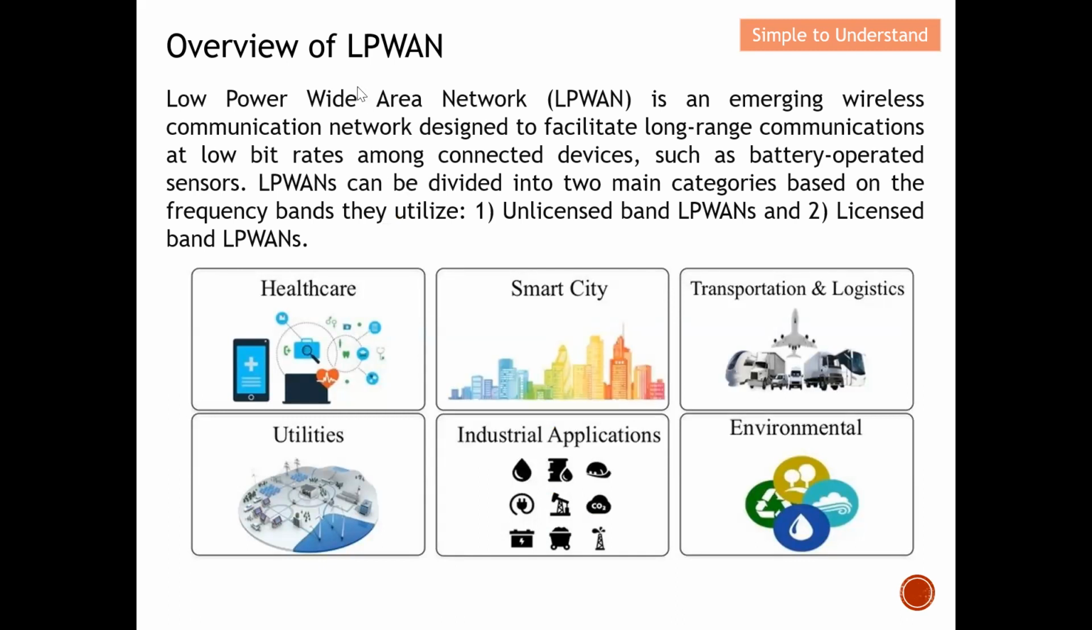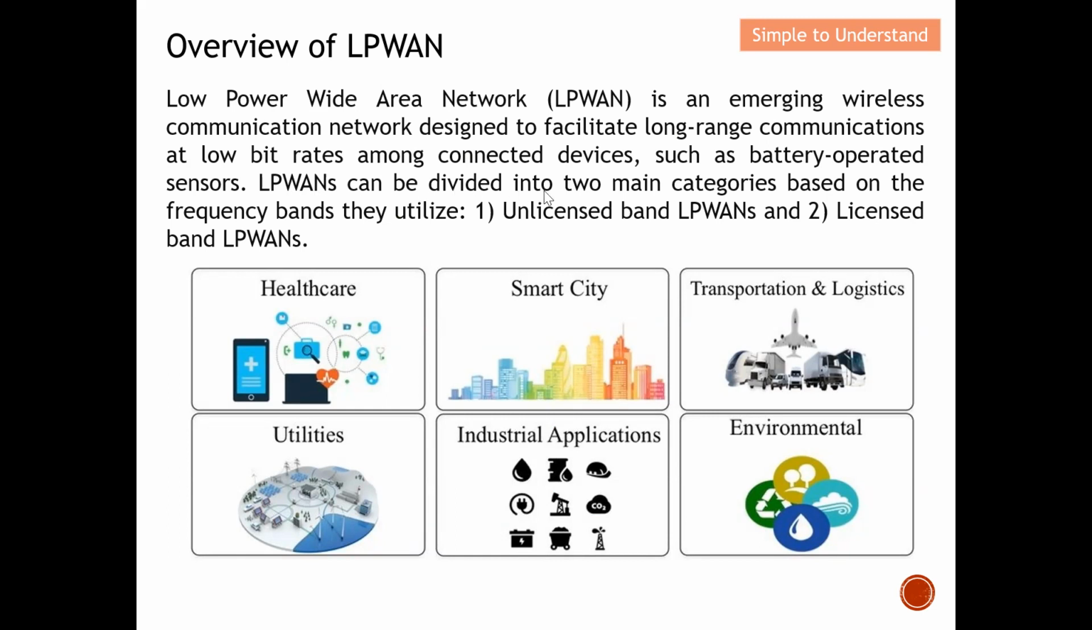Let's do a quick overview of LPWAN. LPWAN is an emerging wireless communication network designed to facilitate long-range communication, which in terms of kilometers is like 2 to 3 kilometers. Basically, they can only support low bit rate. Low bit rate means that the throughput is actually very low. They can carry very little amount of data. And because LPWAN is low power, the device can be battery operated.